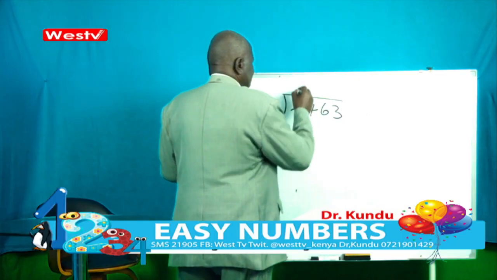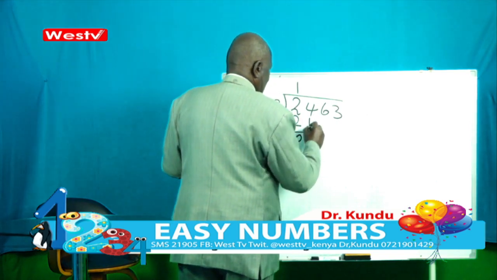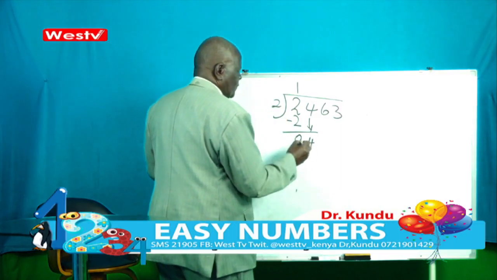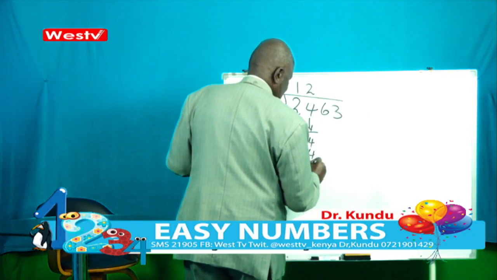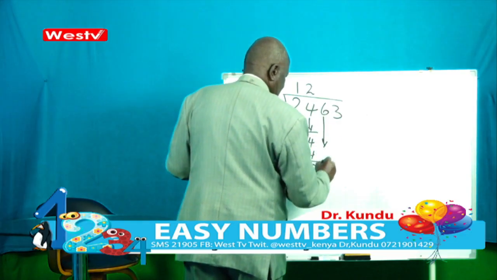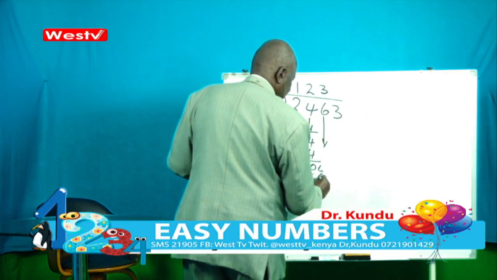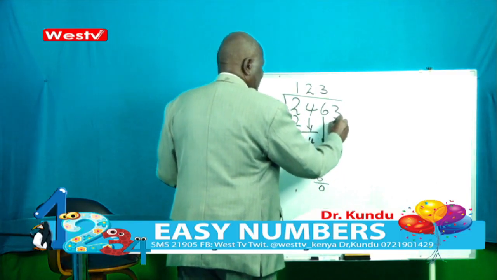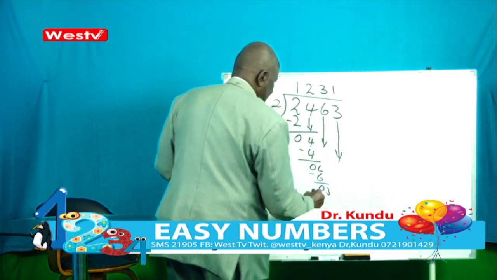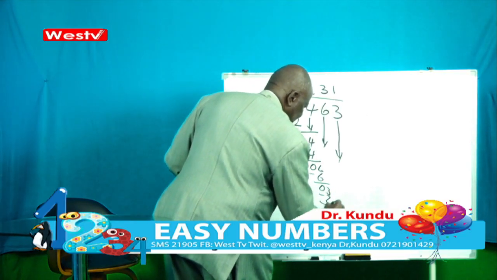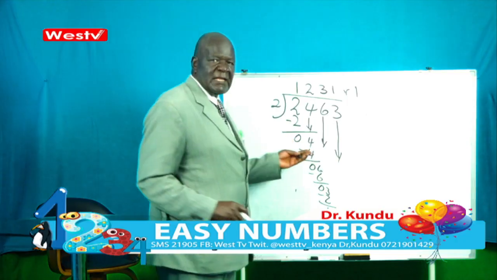So he will say 2 goes into 2 once. Because of 2, subtract, it remains 0, drop 4. So 2 goes into 4 2 times. Because of 4, subtract, remains 0, drop 6. 2 goes into 6 3 times. Because of 6, subtract, remains 0, drop 3. So 2 goes into 3 1 time. Because of 2, subtract, remainder 1. And then they say remainder 1. This is a hell of a waste of time.